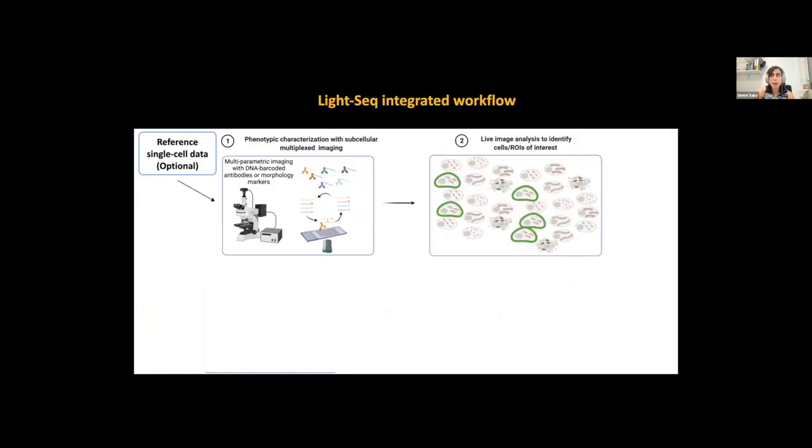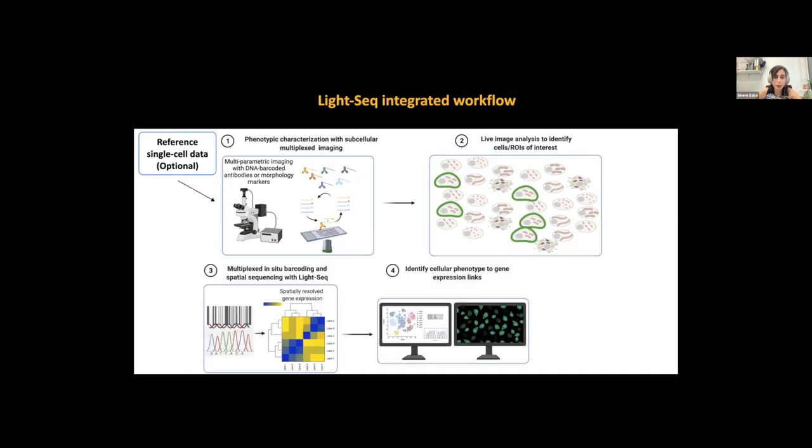So going forward, of course, we want to integrate some of these multiplexing approaches with the light-seq to be able to really leverage both the imaging side and the sequencing capability. For example, we can do multiparametric imaging with DNA barcoded antibodies or morphology markers beforehand for really good phenotypic characterization and subcellular level imaging, identify different phenotypes or cells of interest based on that, also utilizing machine learning type of approaches, and then define the ROIs like this based on the classifications and follow with the gene expression to really understand how the phenotype is linked to gene expression.